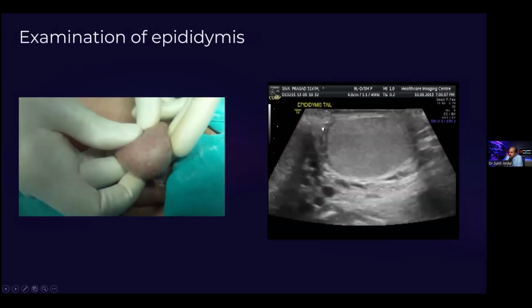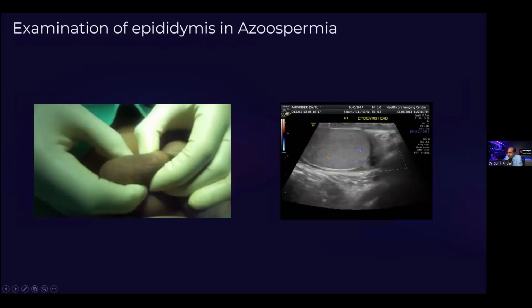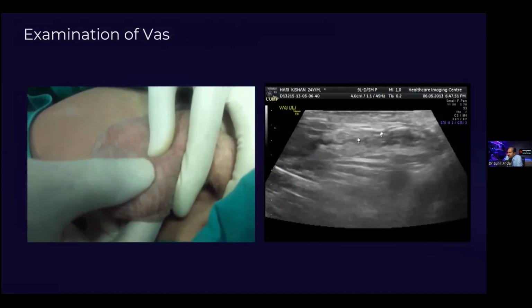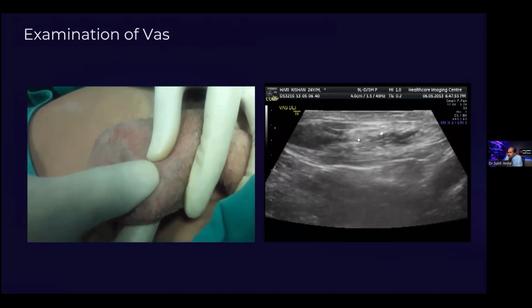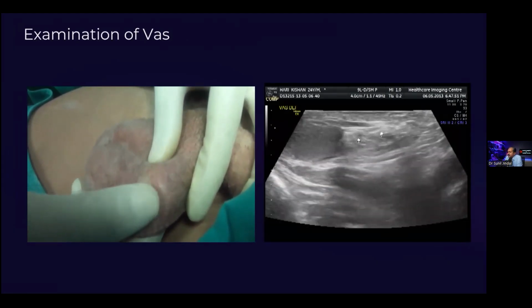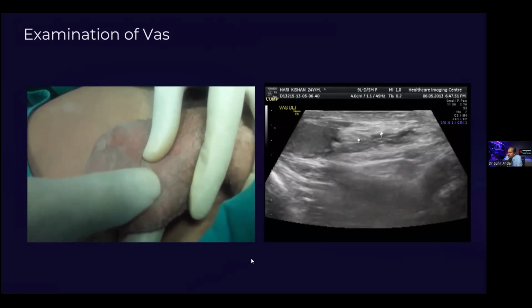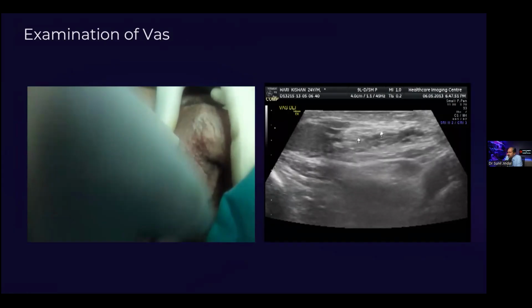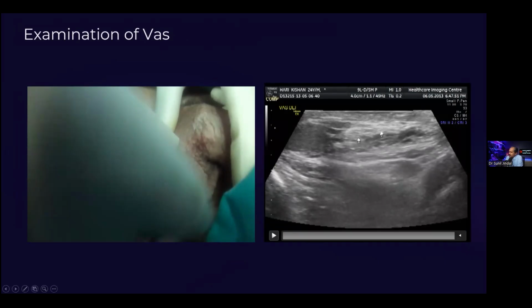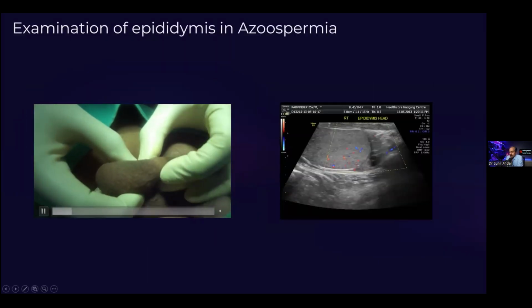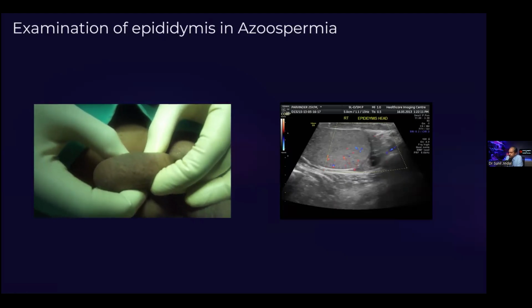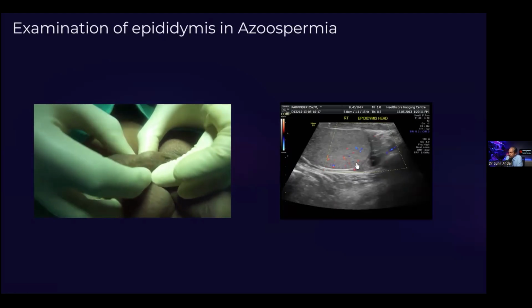Now, examination of the epididymis is most important. Why is examination of the epididymis important? Because you want to see the head, body and tail of the epididymis. See, between my fingers is the epididymis. Can you see it? Yeah. So you'd like to examine the epididymis. So this is the epididymis. Can you see the epididymis over here?